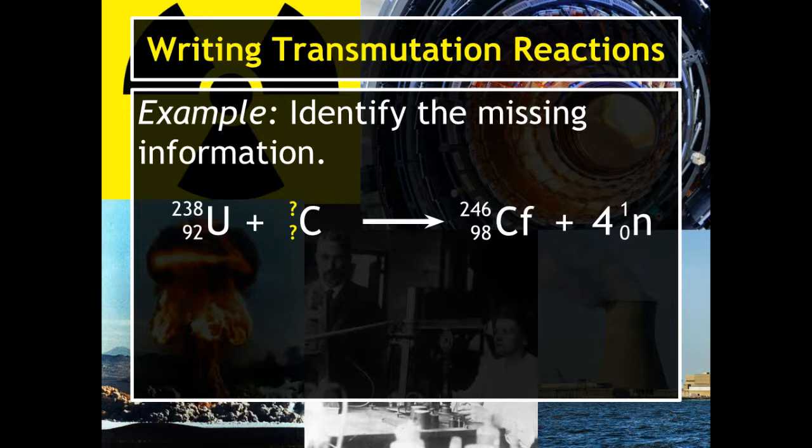Let's try another one. I have uranium, 238, 92 specifically. I have, on the other side, Cf, californium. Oh, those Californians. Mass of 246 and atomic number 98. So I know that my atomic number has to equal 98 because 98 plus 0 is 98. So this needs to be a 6. That is carbon. Now, what about my atomic mass? Let's see here. I got 246 plus 4. So that's 250. So what's 238 plus 12? 250.